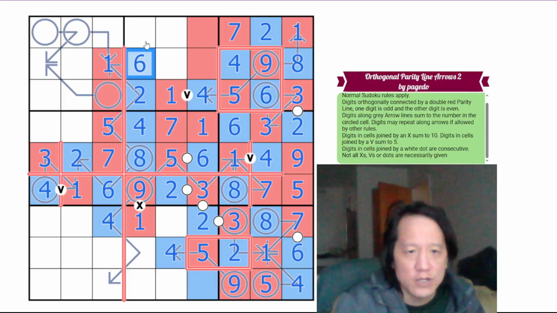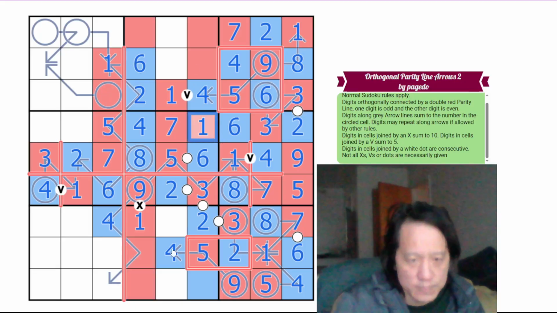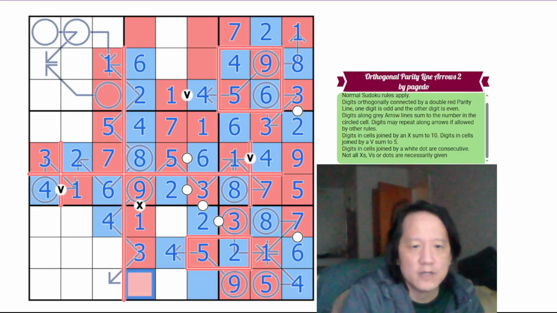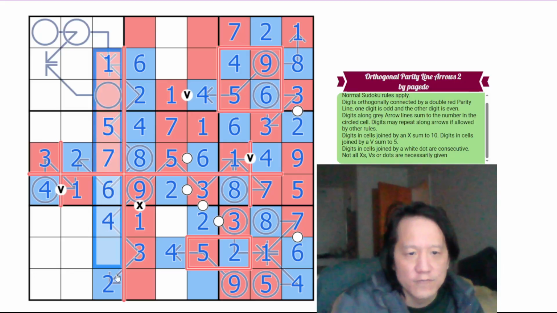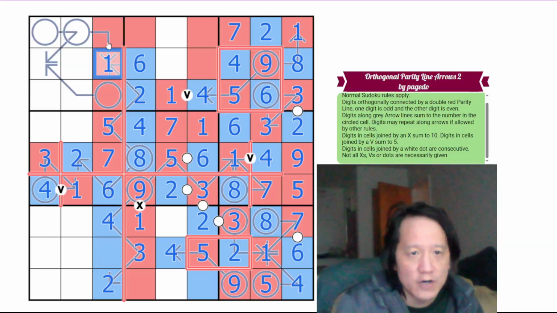We have 4 evens in column 4, which eliminates evens in the rest of the column. So these are odd. This is odd. You can't have 7 here because 4 and 7 already added to 11. So this has to be 3. And that leaves this as a 2. So this is even. This is even. This is even. We have 4 evens now in column 3, which means this has to be odd. So you have odd and odd, which must equal an even.